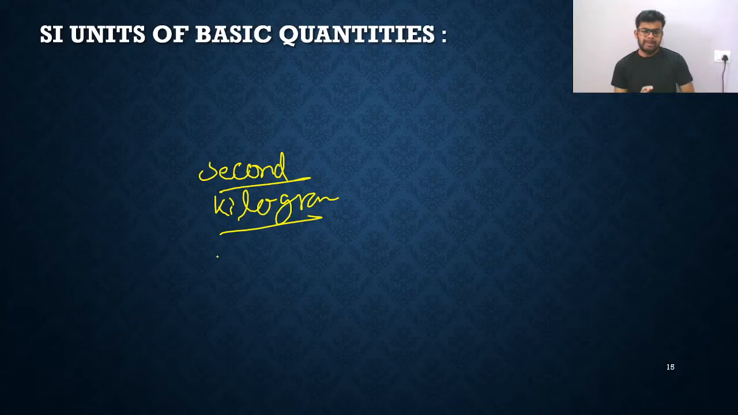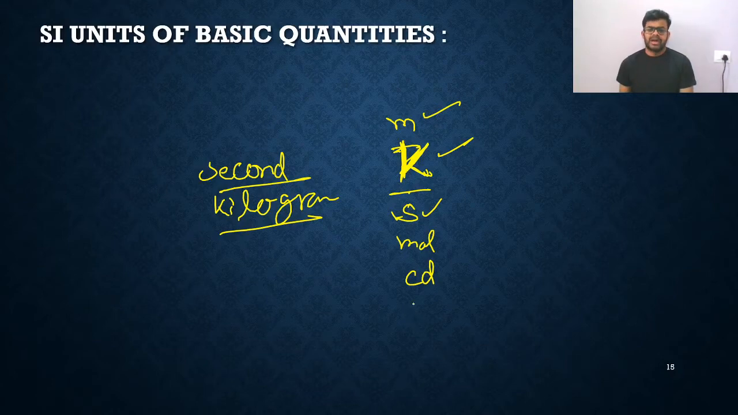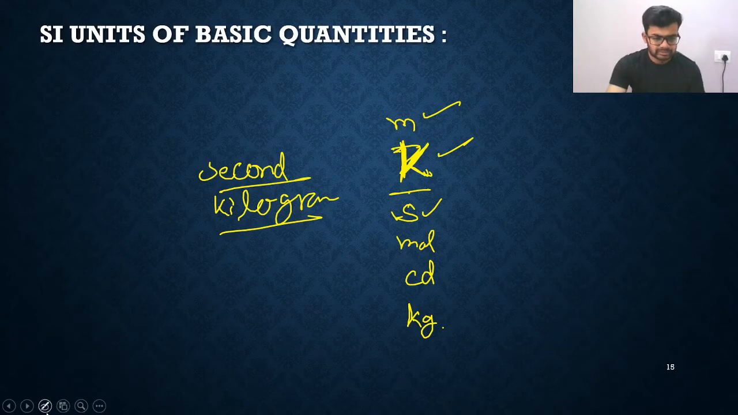But its symbol can be capital or small. It is fixed. For example, for meter, small m. For temperature, capital K. Time is small s. So this is meter, this is Kelvin, this is second, then substance, mole, like that. Candela, cd, both are small. Kilogram is small k, small g. So all these things you need to remember. So that's all, my dear friends.